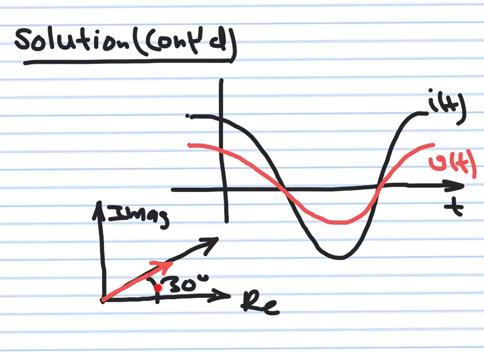Both have the same angle with the real axis. This one has an amplitude of 30 volts. This one here has an amplitude of 3 amperes. But they are in phase. And in time, they look like two waveforms on top of one another. They go to zero together, they reach the peak together. So the resistor does not introduce a phase shift. It just changes the amplitude. And this is the relationship V tilde equals I tilde R is stating.